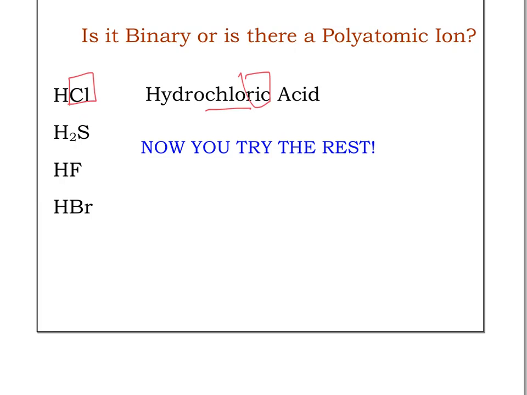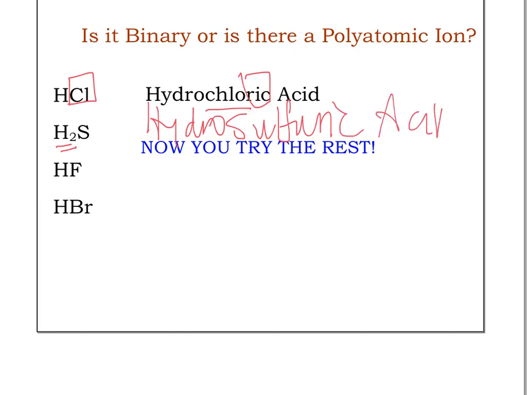The next one we have hydro, because it's an acid. Look at S on the periodic table. Now it sounds funny to say sulfic, so instead of sulfic, we say sulfuric. So it's hydrosulfuric acid, because it sounds funny to say hydrosulfic. Now you go ahead and pause and try the next two.